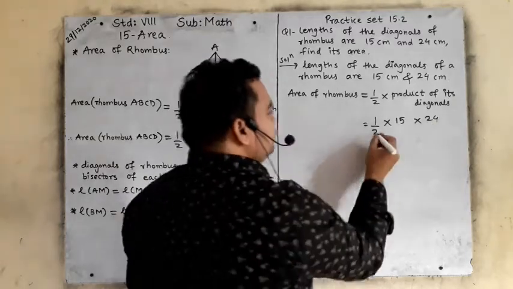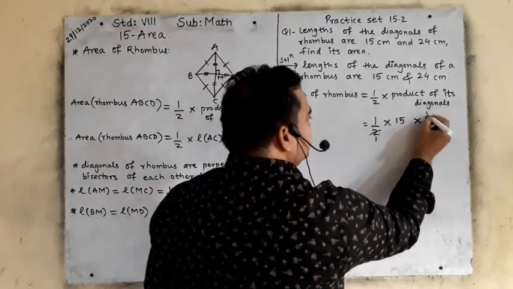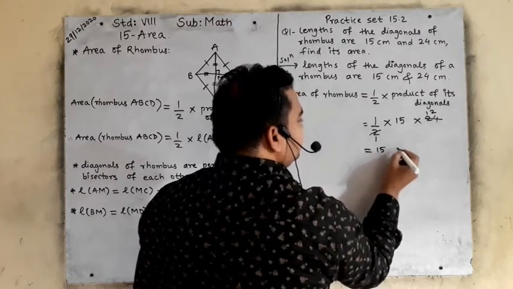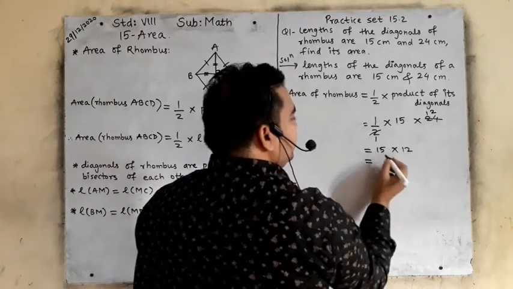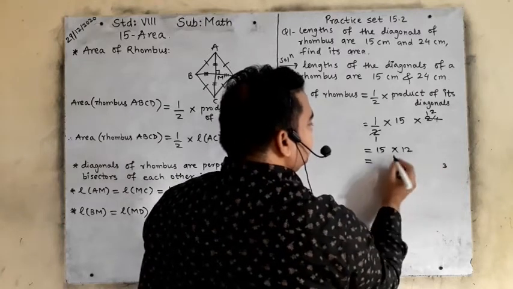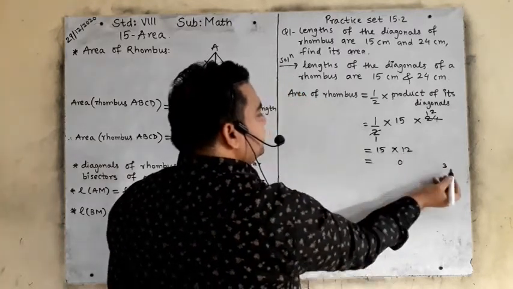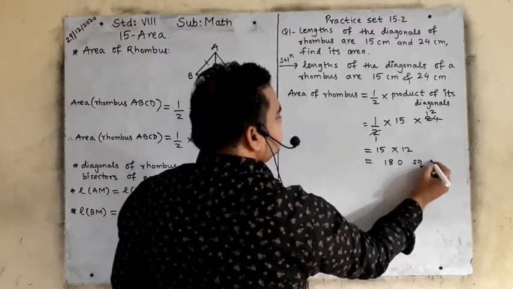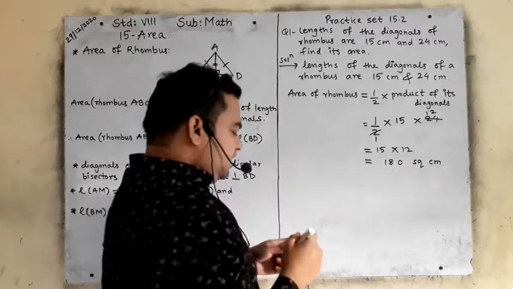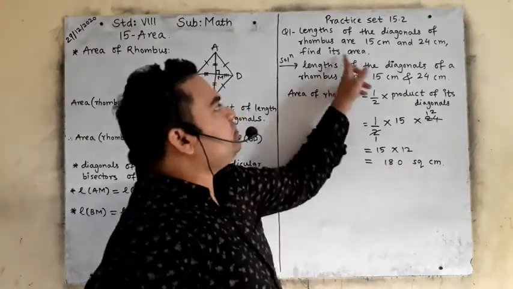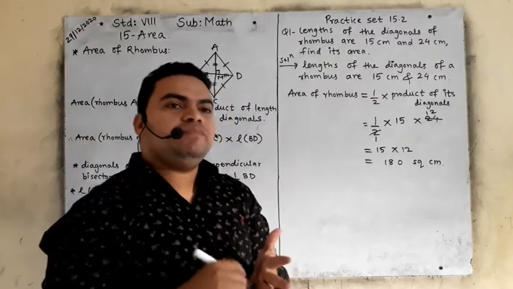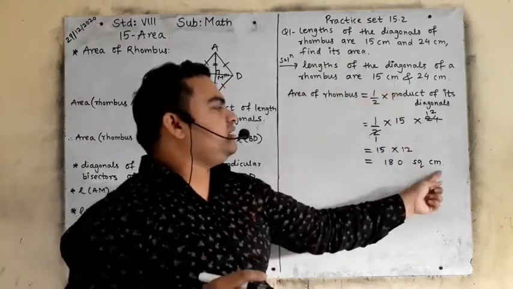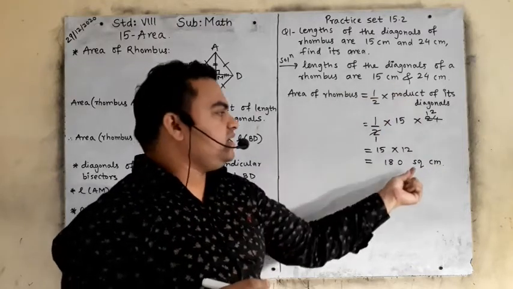See here, 2 ones are 2, 2 twos are 4. So what is left? 15 multiplied by 12. 15 twos are 30, carry 3. 15 ones are 15 and 3 is 18. That is 180 square centimeter. Why do we write the square here? Because you are finding area, and area is measured in square units. Whatever unit is given, centimeter, so square centimeter. If it were meter, you would write square meter.